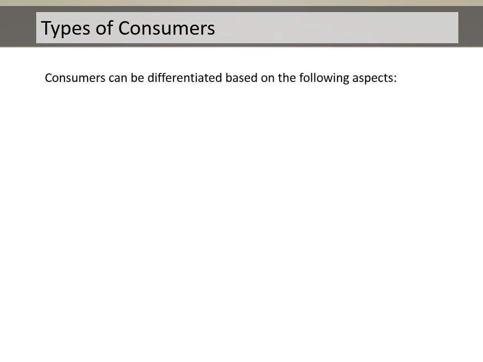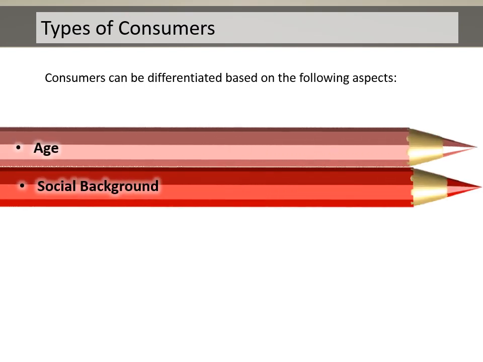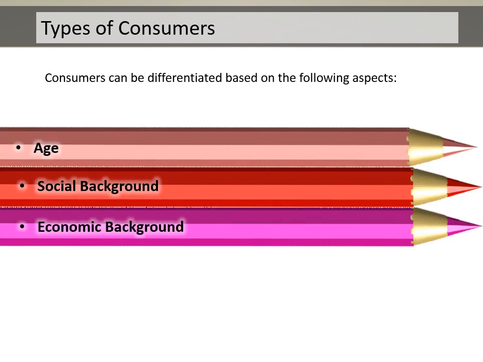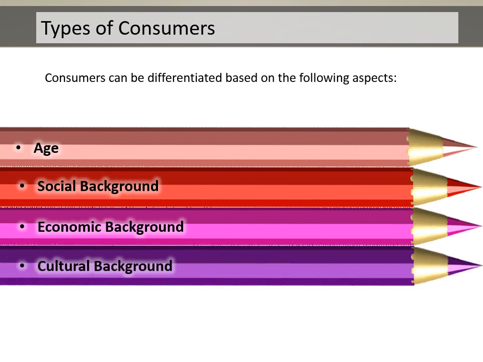Consumers can be differentiated based on the following aspects: age, social background, economic background, cultural background. Let's look at each one of them in detail.